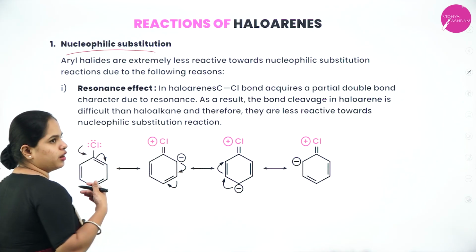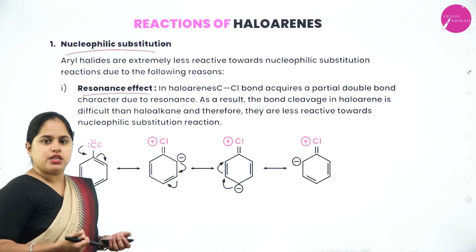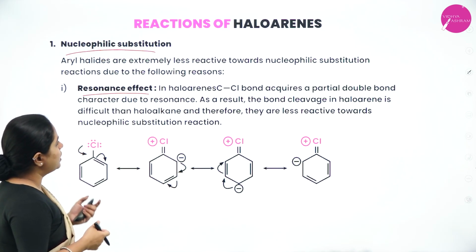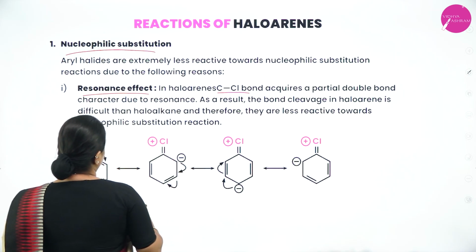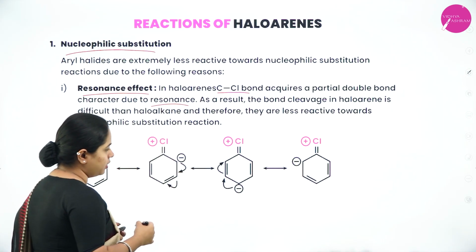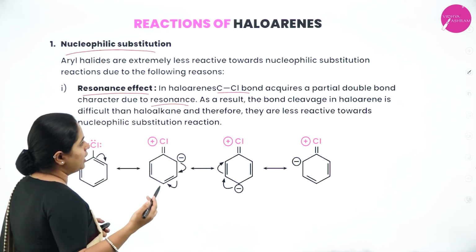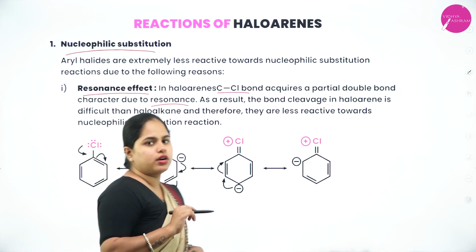Now why is that? There are a few reasons. The first one is resonance effect. Due to resonance, it won't show much preference to nucleophilic substitution reactions. In haloarenes, the carbon-chlorine bond acquires a partial double bond character due to resonance. As a result, bond cleavage in haloarene is more difficult than in haloalkane, and therefore they are less reactive towards nucleophilic substitution reaction. So what does that mean?